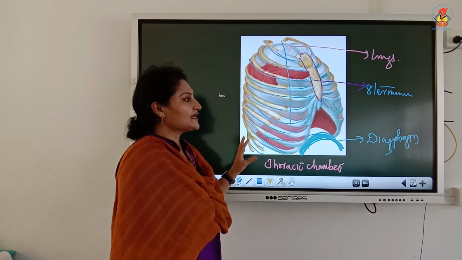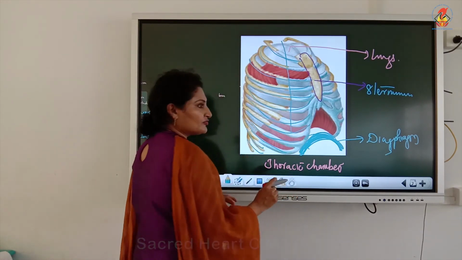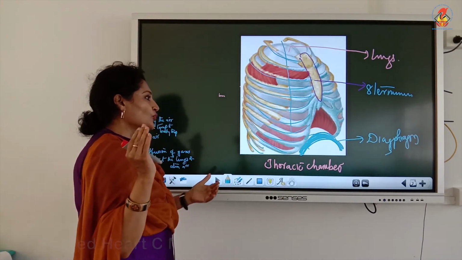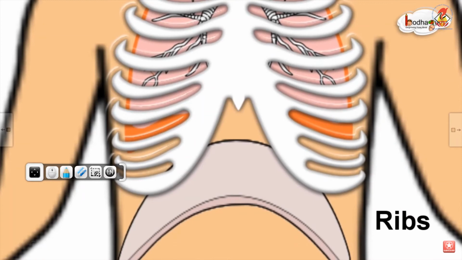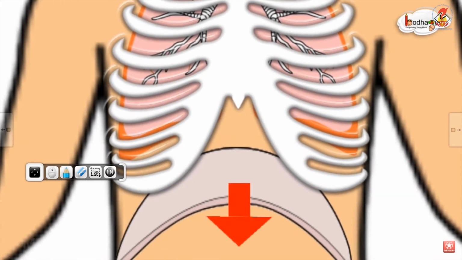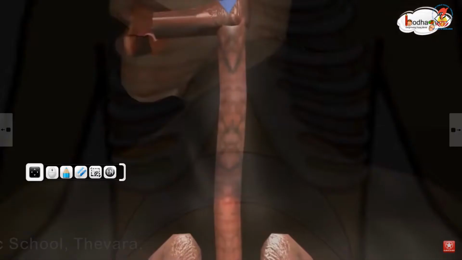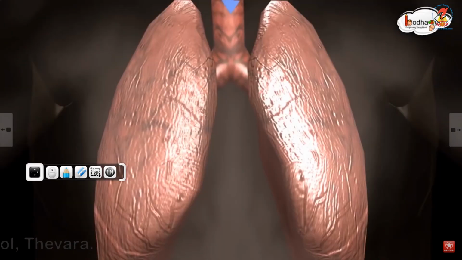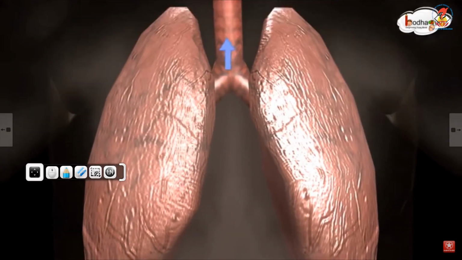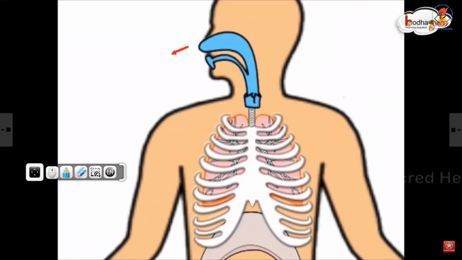So let us see inspiration and expiration with the help of a video clipping, and this will give you a visual impact. See the ribs, the diaphragm moves down and the ribs move forward, so the air enters because the volume has increased. Now we are going to learn about expiration or exhalation.